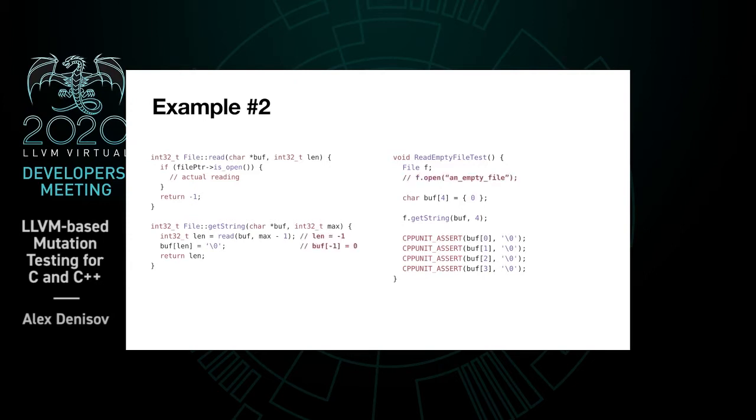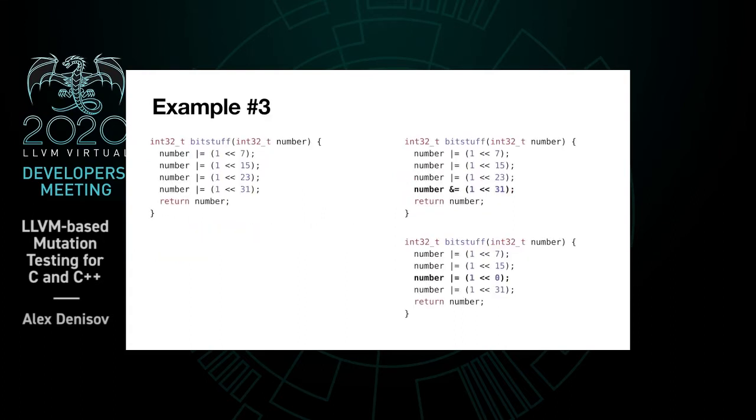Anyhow, what mal did is basically remove the call to the open as indicated on the right. What happens then is that the getString function calls the read function. The read returns -1 as the file is not open, and getString successfully writes 0 into the first element of the buffer, but the test is still passing, sometimes.